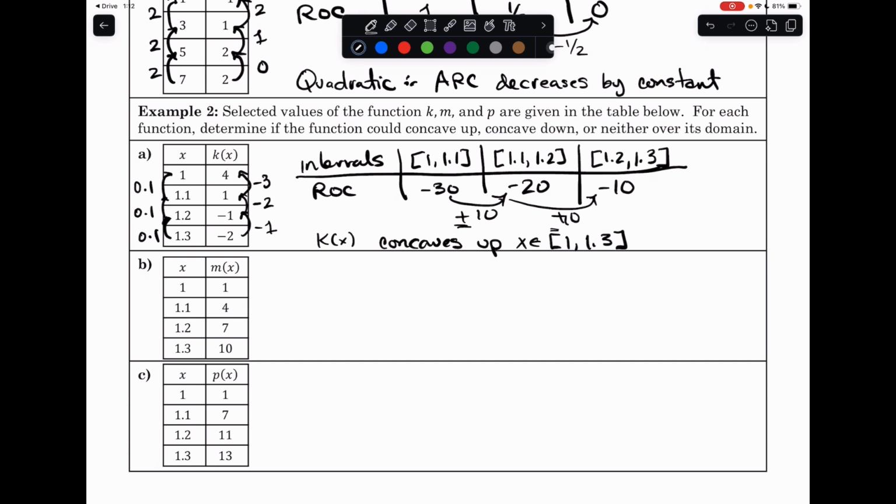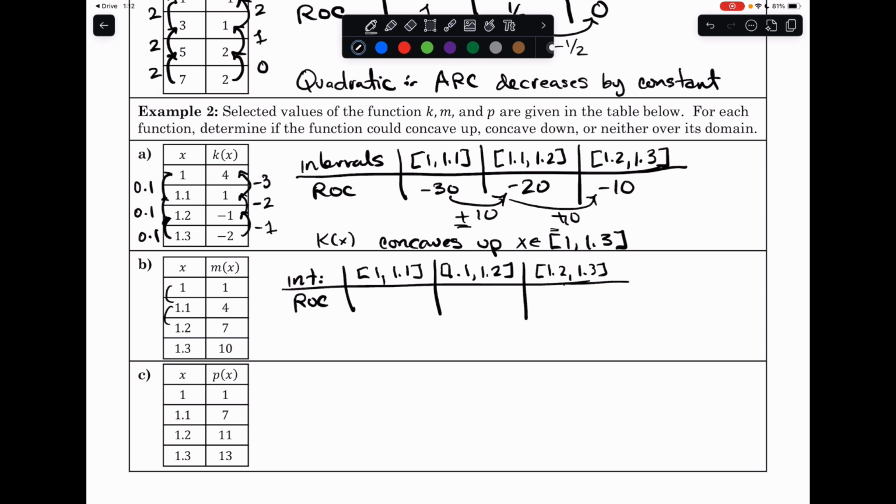Now let's look at the next example. For our next example, I'm just going to abbreviate interval now and rate of change here. We're going to go from 1 to 1.1, 1.1 to 1.2, and 1.2 to 1.3. So again, all of these are changing by the same unit as before, 0.1. So no reason to do that again. We did that in a previous example.